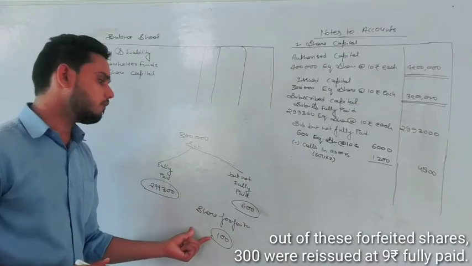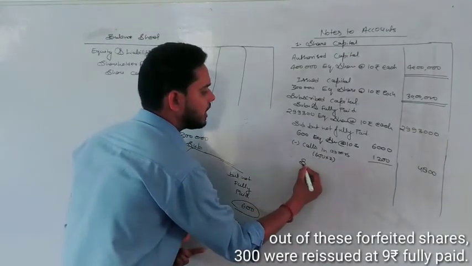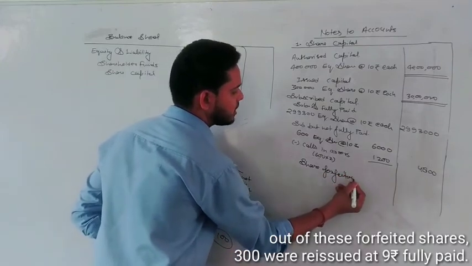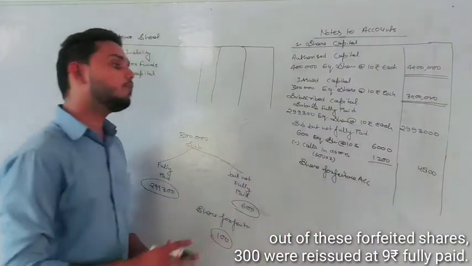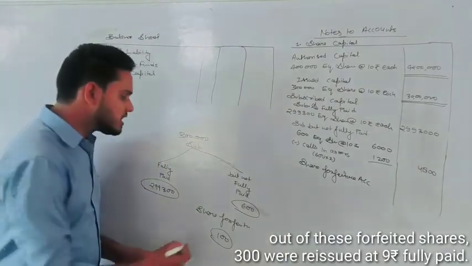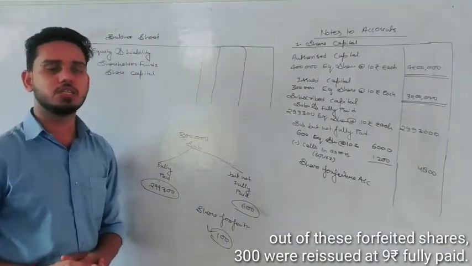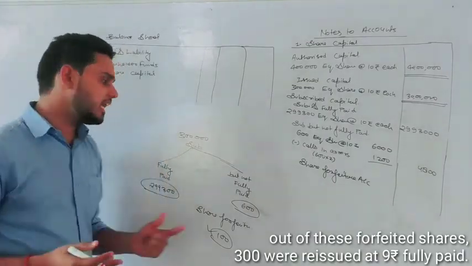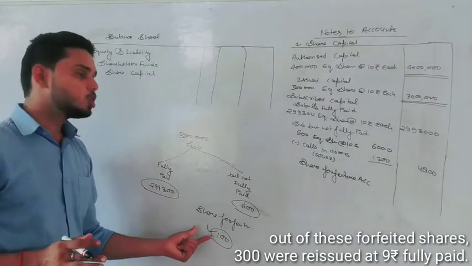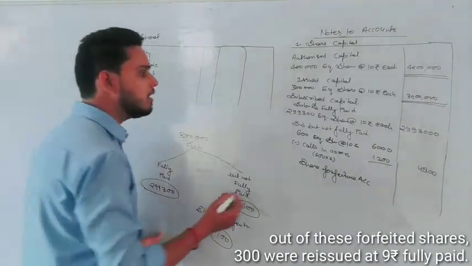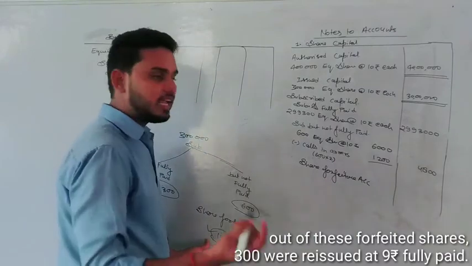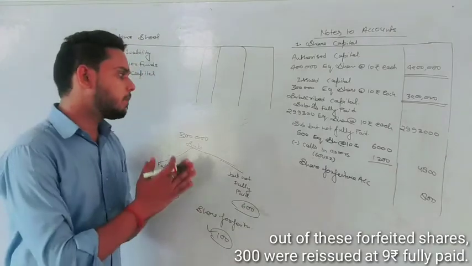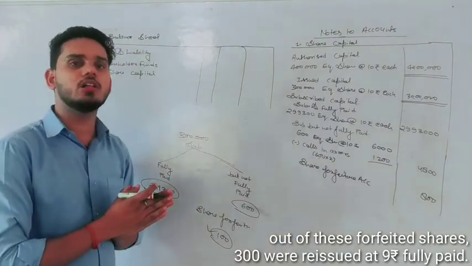Lastly, we have the share forfeiture account. In this share forfeiture account, we have to write the amount which is already received on these shares. So 2 rupees was unpaid out of 10. So we can say 8 rupees is actually paid. So on these 100, 8 rupees was paid. How much will it be? 100 into 8 means 800. Okay. I hope the presentation of this final case is also clear to you.